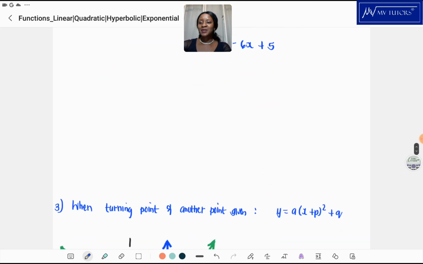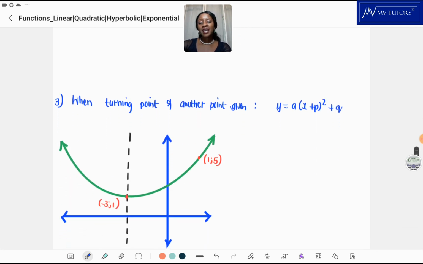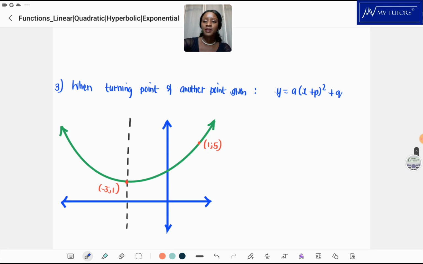Alrighty. Oh, I left a lot of space. Lastly, what if they gave you a turning point, and another point is given? So basically for that, we will be using this equation, the simplified one. And you know that p and q are actually coordinates or values of your turning point. So what I would suggest is you first put that in, and then you can substitute the point later.